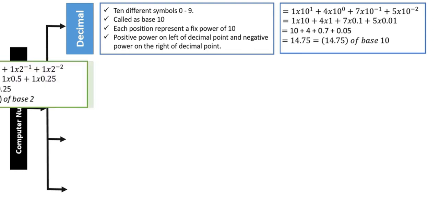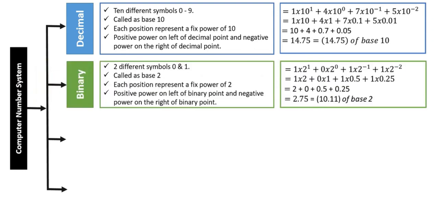Next are binary numbers. This is the machine code that we discussed in the overview session, because a machine understands only the language of 0 and 1. So the binary number is the machine code understandable by the computer. It contains two different symbols, 0 and 1. Therefore it is called base 2.